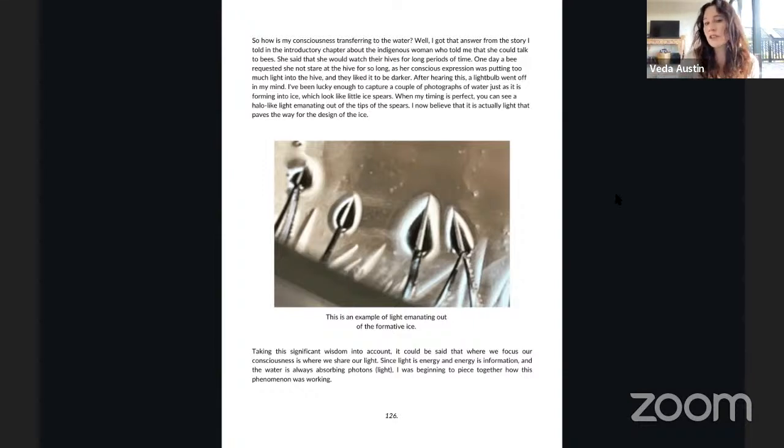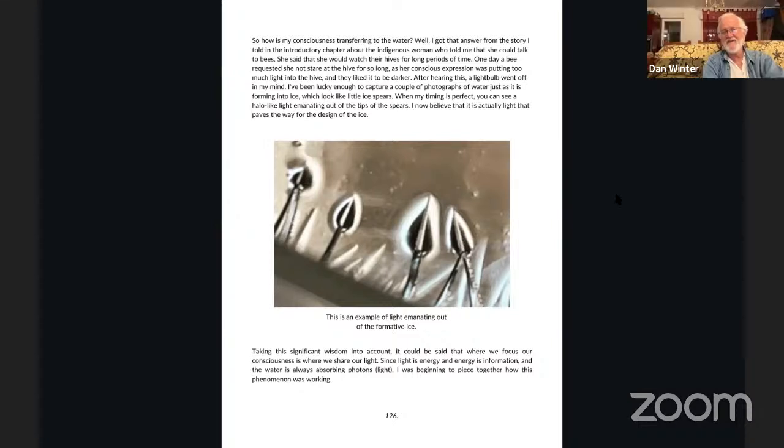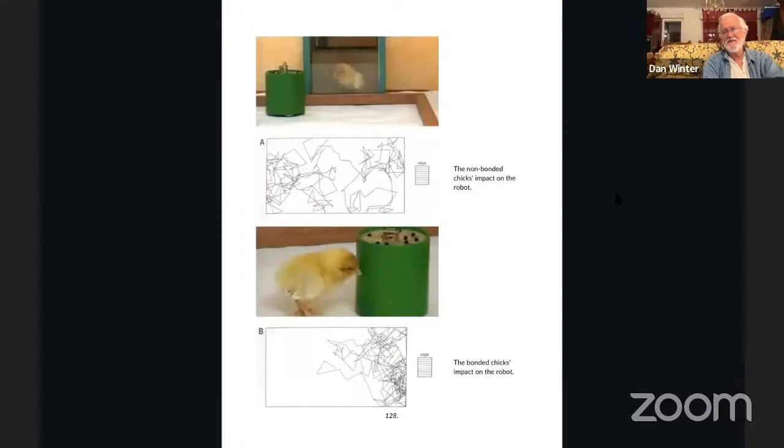And I actually think it's potentially light that paves the way for the design of the crystallography, because water, as you know, is a container of photonic light. There's a lot more to that. But I've really enjoyed some of these studies.